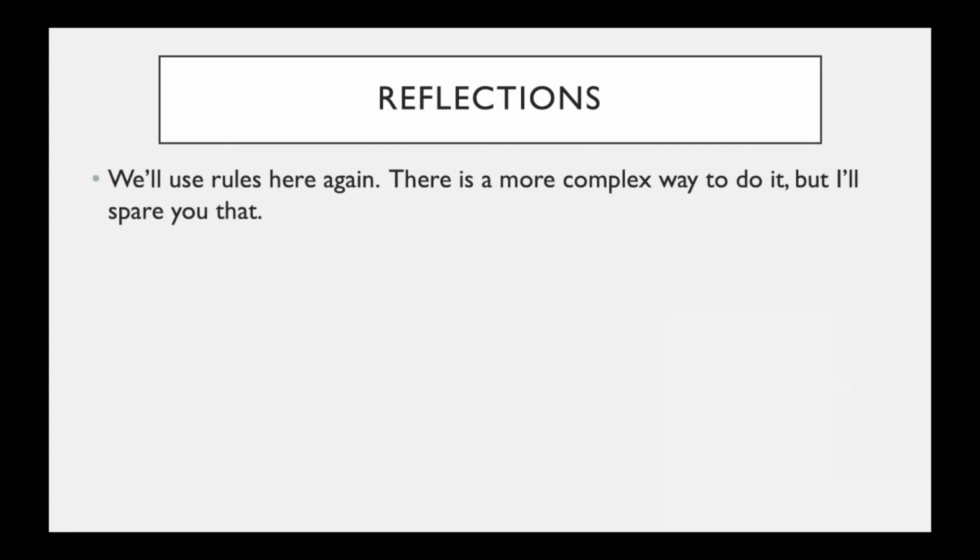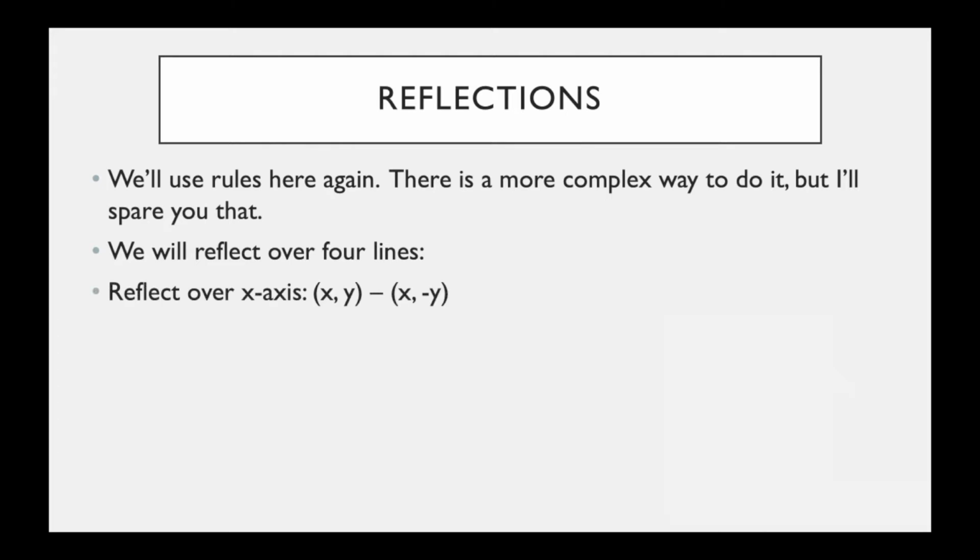All right, so here we are, Unit 2, Lesson 3. We're going to talk about reflections. So we're going to use rules here again. Again, there's a more complex way to do this, but I'm going to spare you that. So there's 4 different types of reflections that we're interested in.